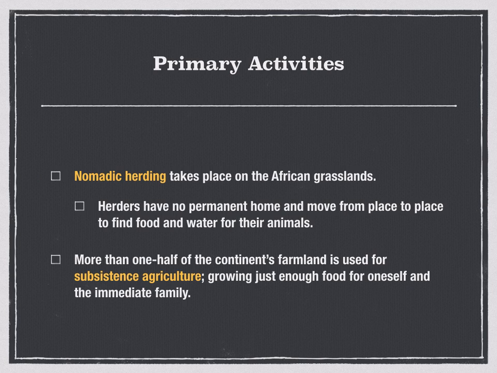Primary activities. Nomadic herding takes place on the African grasslands. Of course, herders have no permanent home and they move from place to place to find food and water for their animals. More than 1/2 of the continent's farmland is used for subsistence agriculture. Remember, that's growing just enough food for yourself and your immediate family.